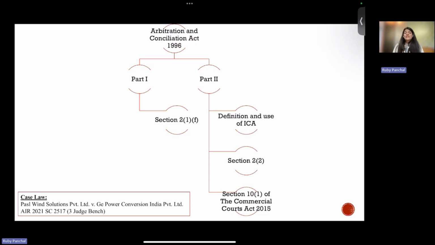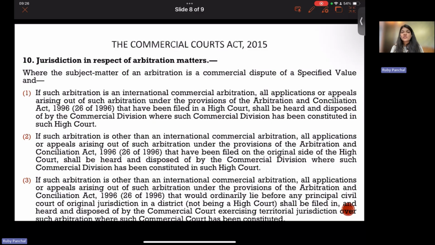Another place where international commercial arbitration is used is Section 10 of the Commercial Courts Act. It basically establishes and provides provisions laying down jurisdiction of the commercial courts. An arbitration matter, being a commercial matter at the end of the day, would essentially end up before such a court. So Section 10 lays down jurisdiction in respect of arbitration matters.